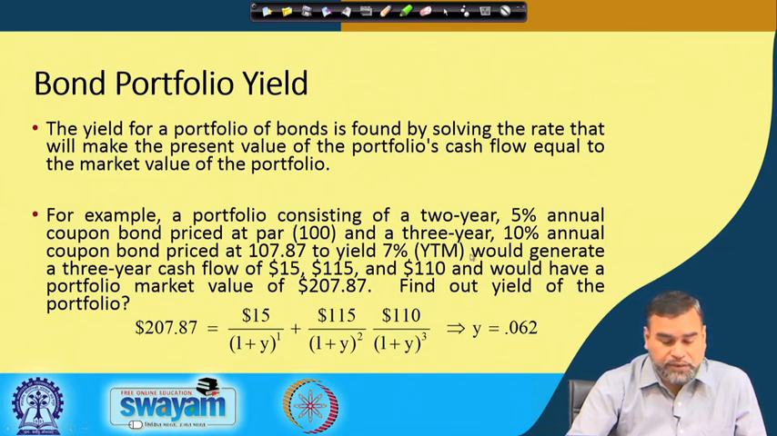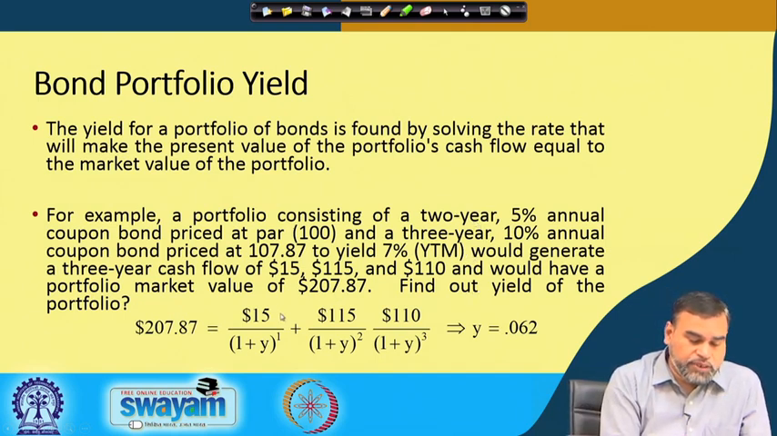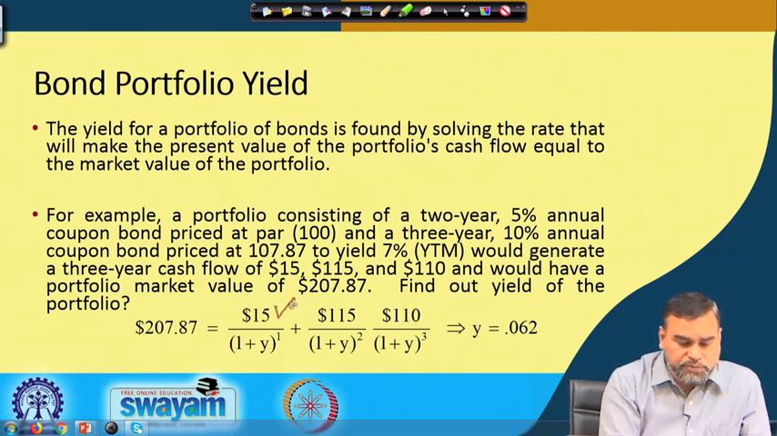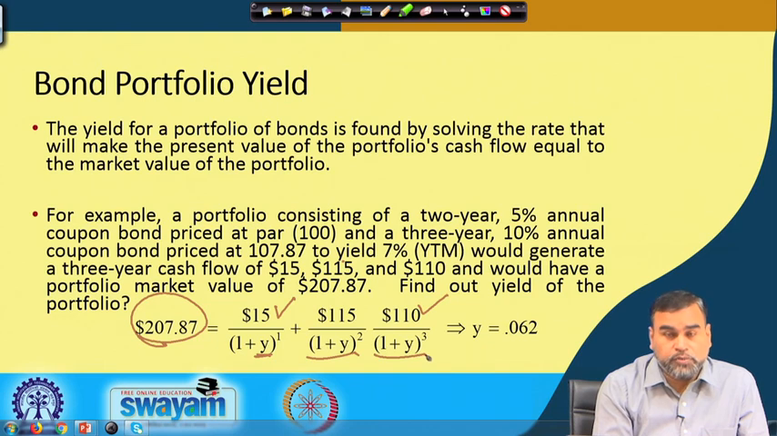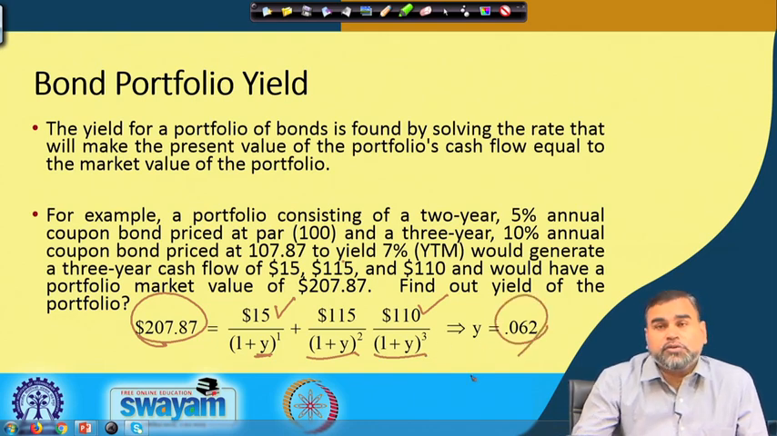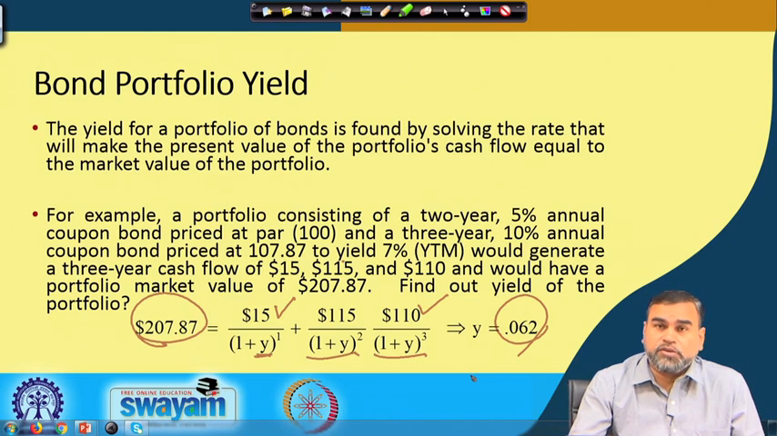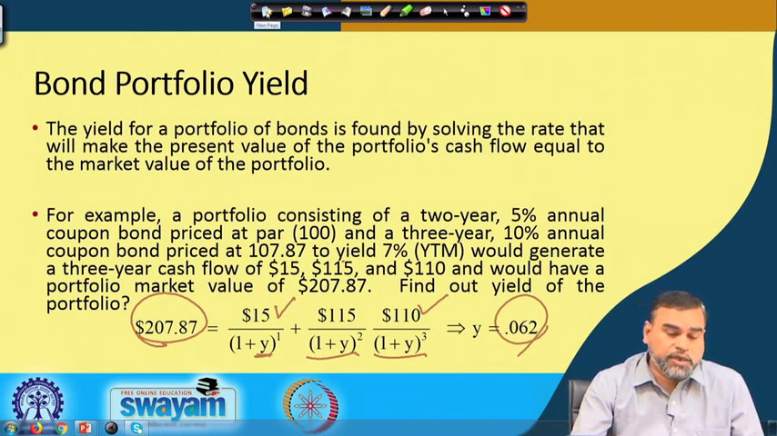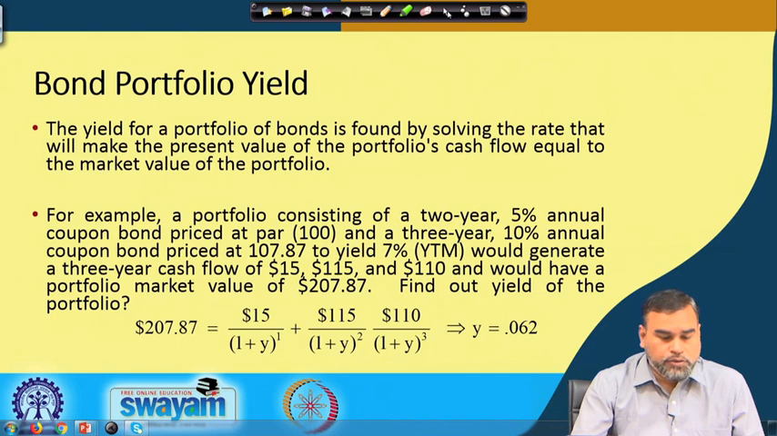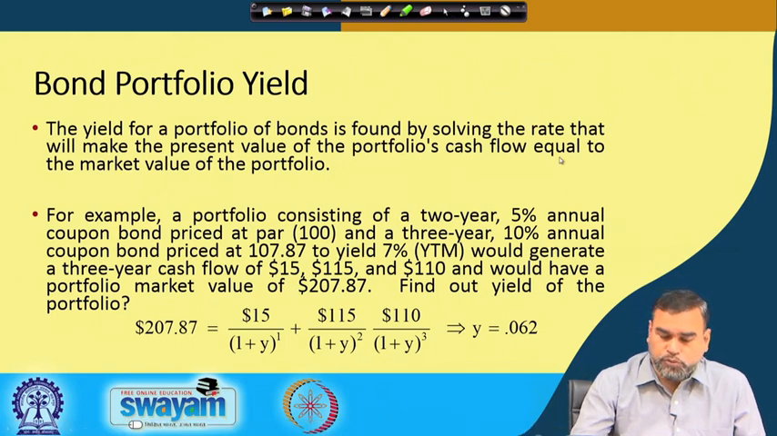Then what is the yield? The cash flows you are getting are 15, 115, then 110, and 207 is the total portfolio value. Then you have to discount with respect to a y: 1 plus y to the power 1, plus 1 plus y to the power 2, plus 1 plus y to the power 3, and finally we get y equal to 6.2%. So, it is not a simple weighted summation of the yields of the different bonds. This calculation of the portfolio yield is different and can be calculated in this way. So, this is about your portfolio yield.